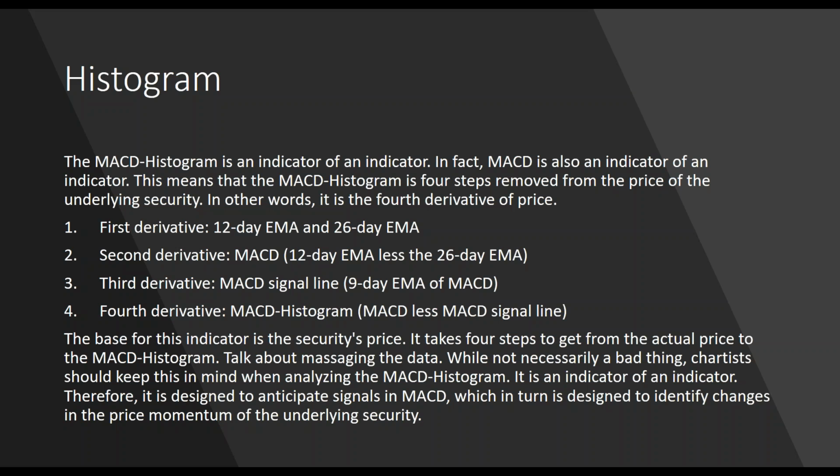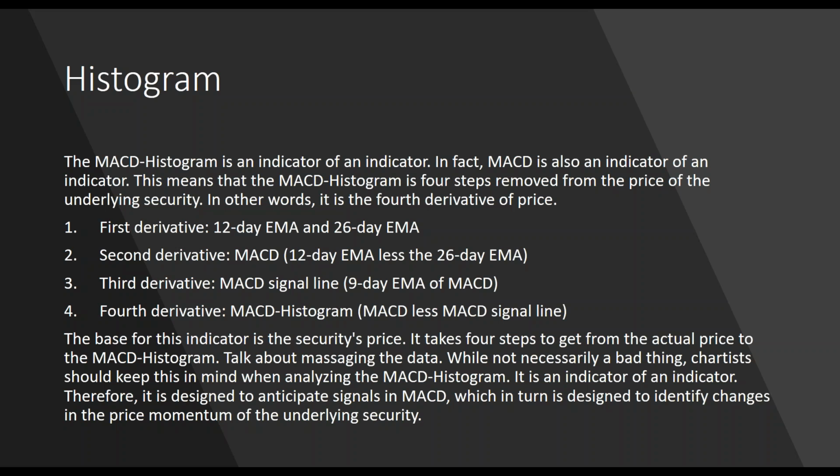Because the first derivative is the 12-day moving average minus the 26. The second is the MACD line, which is the 12-day moving average less the 26-day moving average. The third derivative is the MACD signal line, which is the 9-day EMA of the MACD line. And then the fourth derivative is the MACD histogram, which is the MACD less the MACD signal.